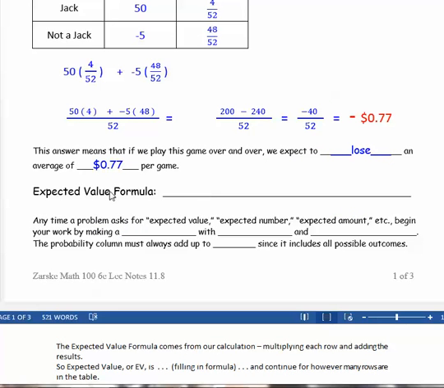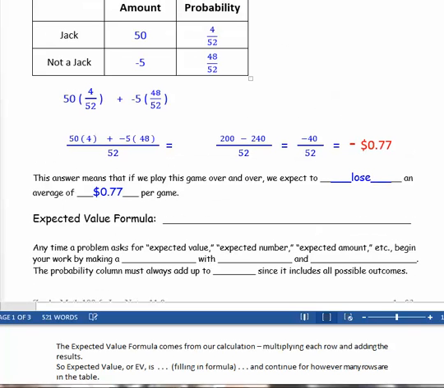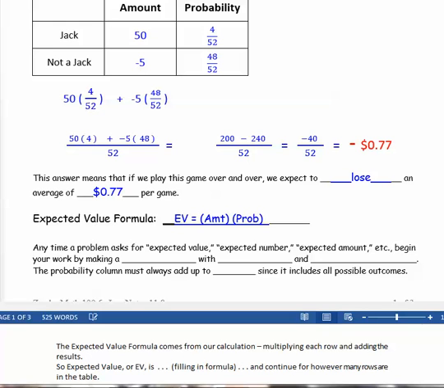The expected value formula comes from our calculation, multiplying each row and adding the results. So the expected value, or EV, is, well, for each row we're multiplying amount times probability, and then we add the next amount times probability. And if there were a third row, we would add that amount times probability. And we just continue for however many rows there are in the table.